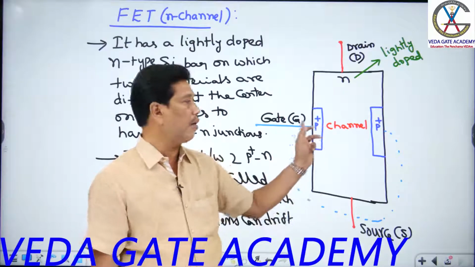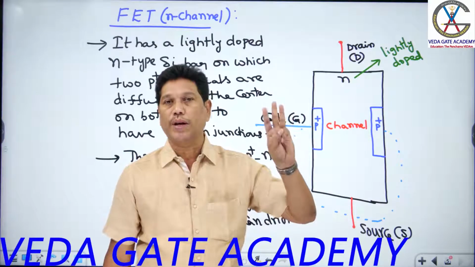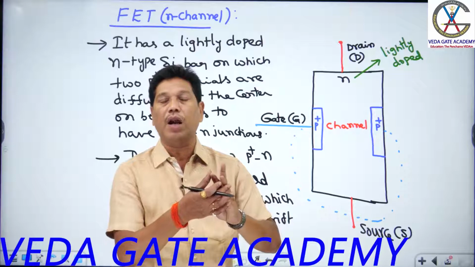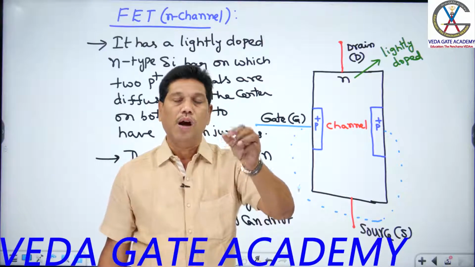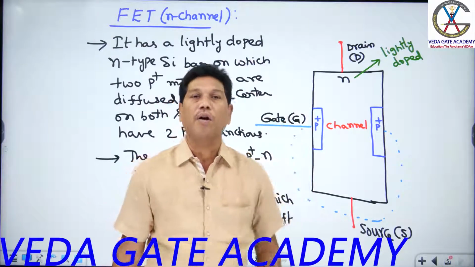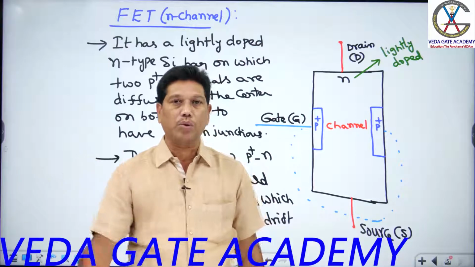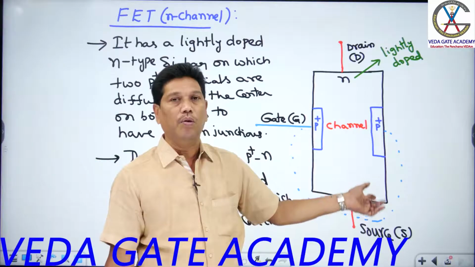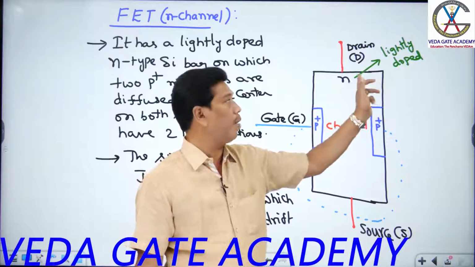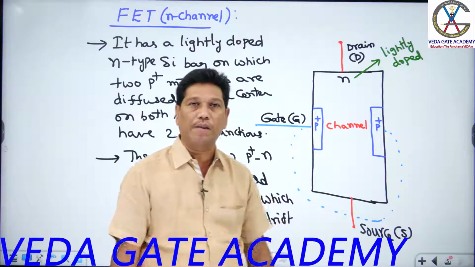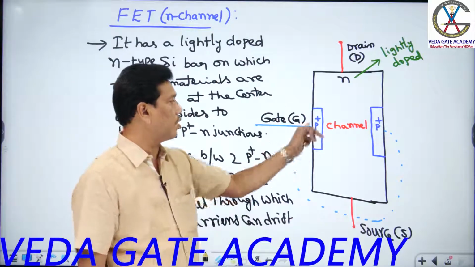Among the three terminals, the middle one is always the gate. The two extreme, opposite terminals: one you can take as a source, and automatically the other one acts as a drain. The terminal you take as a source is the one through which the carriers enter the channel, and the terminal you take as a drain is the one from which the carriers leave the channel. Confirm?